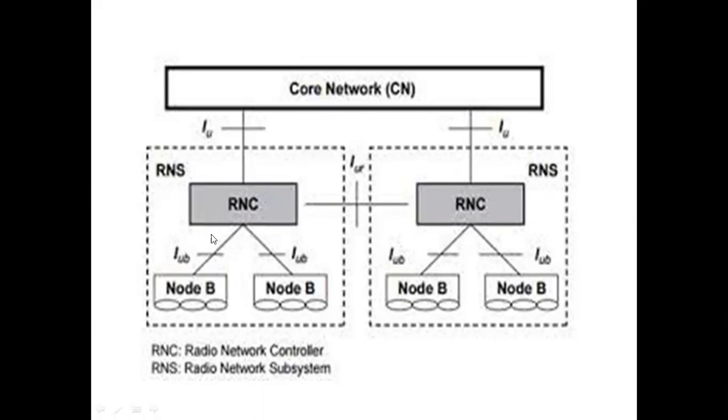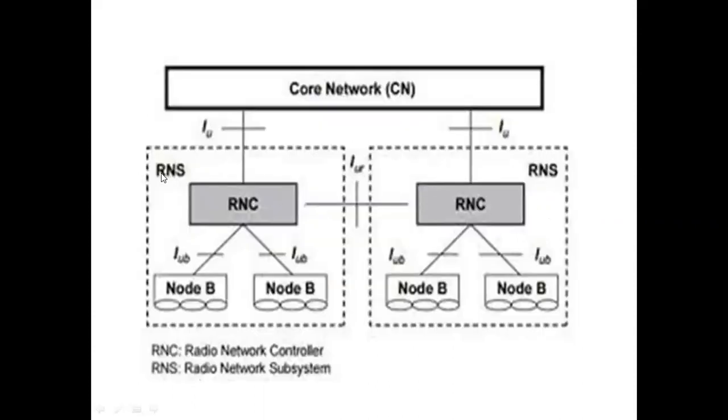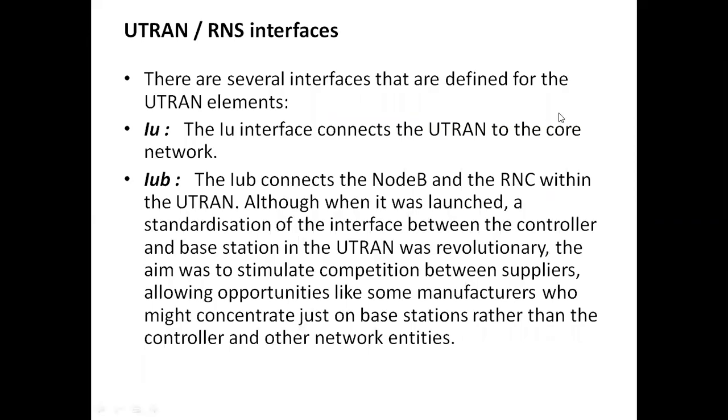First one is Iu, second one is Iub, next one is Iur. So first one is Iu. Iu is the interface which connects between the core network and the RNC. So Iu is the interface that connects UTRAN, that means RNS, to the core network.